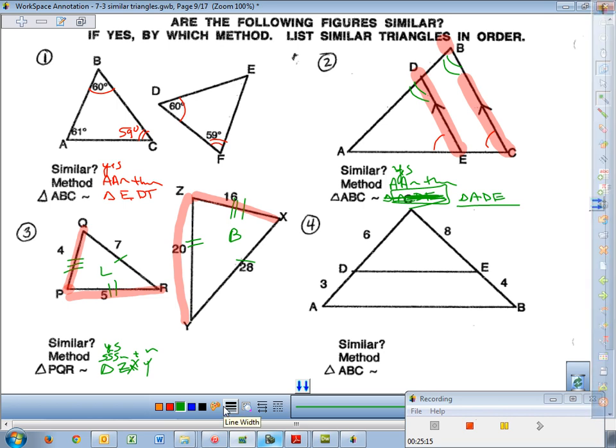similar, yes or no? They gave me some side lengths. Do I have like all 6 of them?